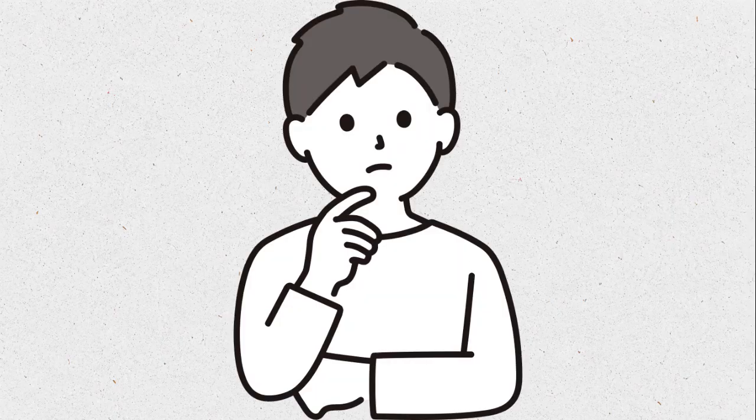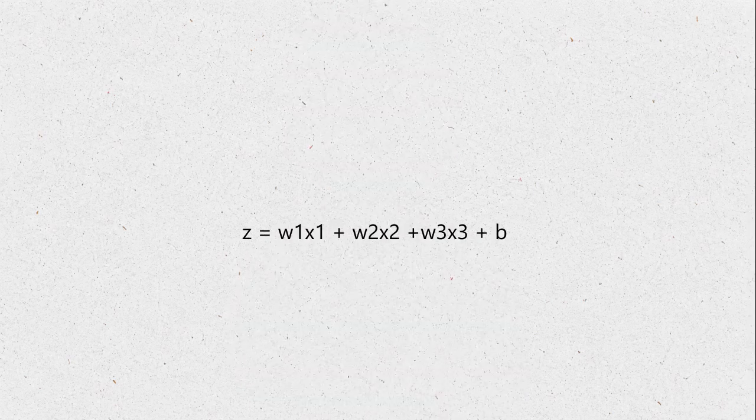How the perceptron makes a prediction. Now let's put everything together. First, the perceptron multiplies each input by its corresponding weight. So x1 is multiplied by w1, x2 by w2, and x3 by w3. Then it adds all of these values together and finally adds the bias. The result is a single number called z, often referred to as the weighted sum. So at this point, the perceptron has gathered all the evidence into one number. But it still hasn't made a decision. That's where the activation function comes in.